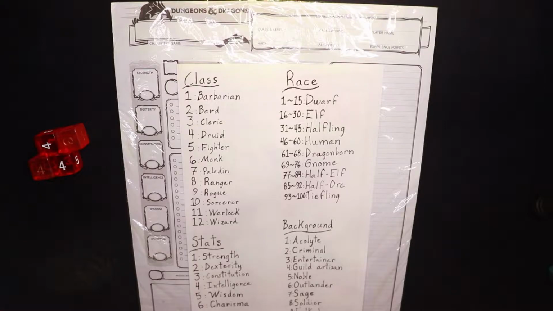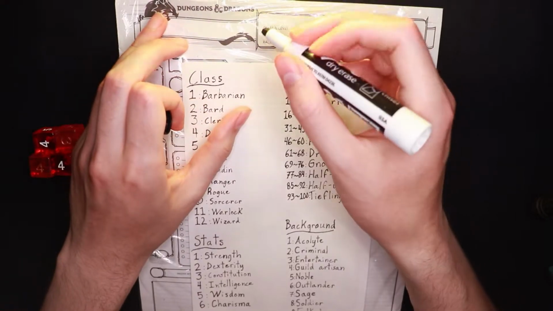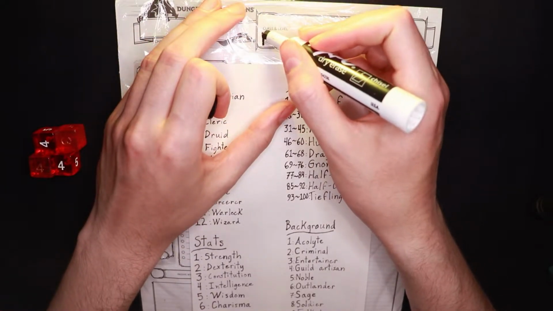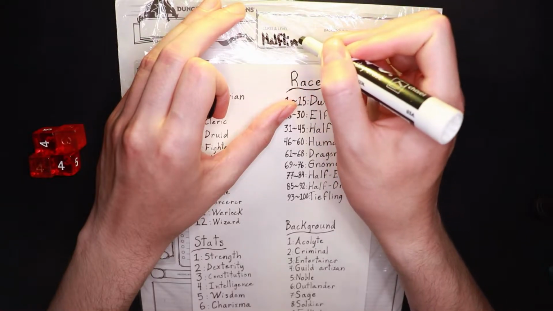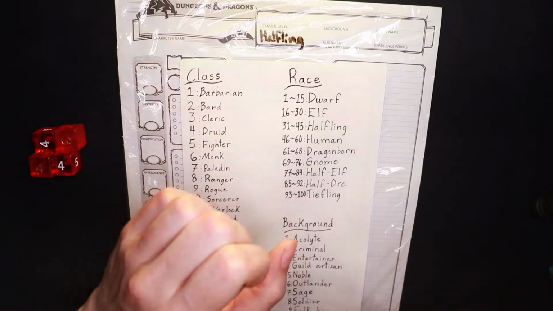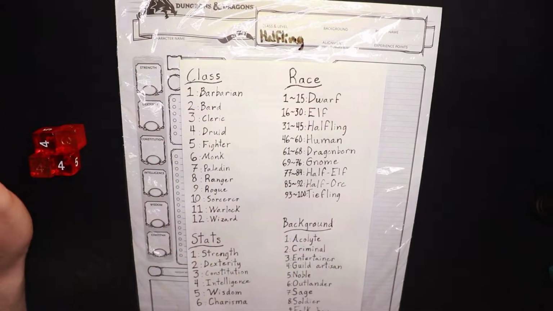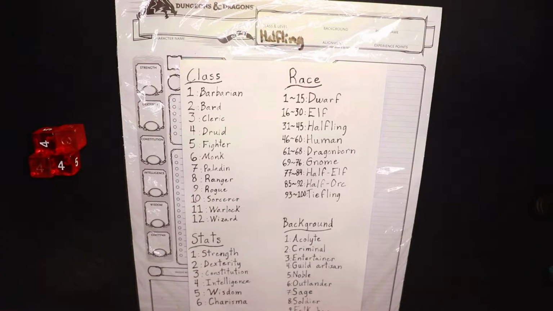So I'm going to write that down right here. Halfling. So the halfling. Let's roll our class and our stat, and then we'll start filling out everything our race and class give us. For now, let's just start rolling to make some decisions.